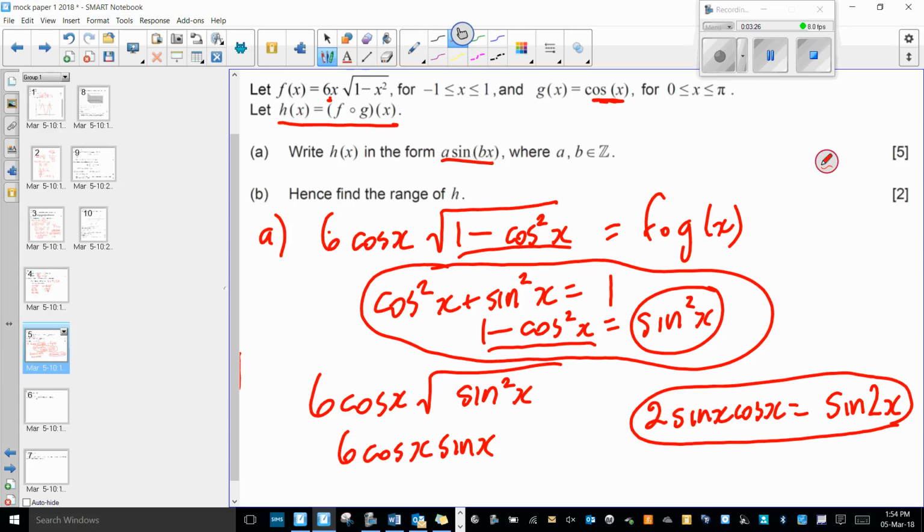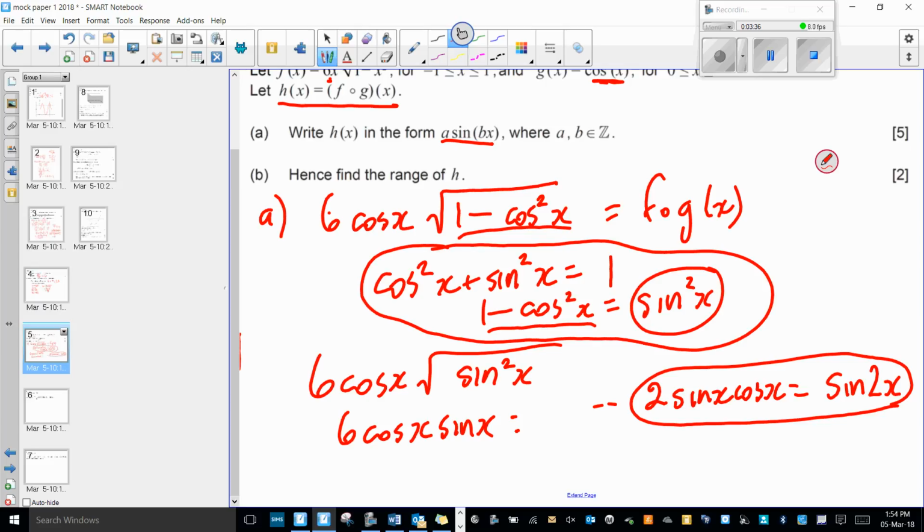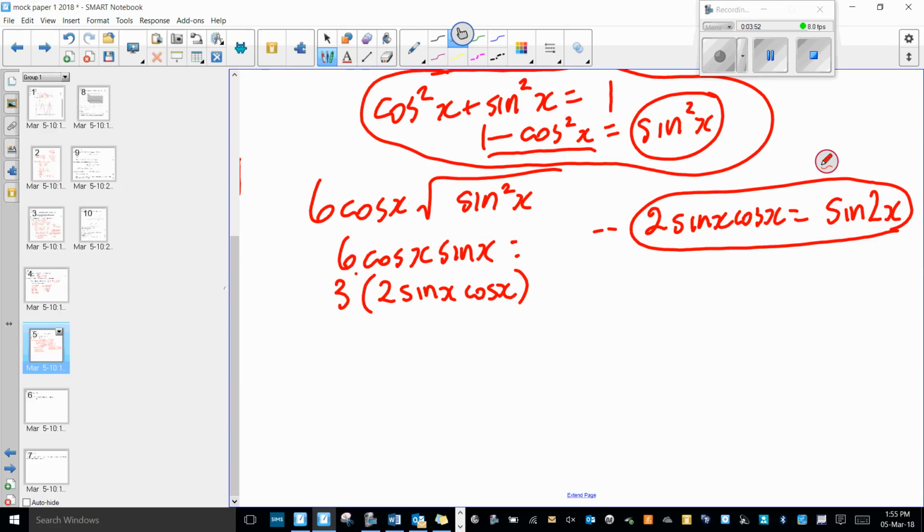So what we're going to now do is compare these two. They look really similar, but this one is 3 times that. So what I could write here is 3 lots of 2 sine x cos x. Do you all agree with that? Because I have a 6 here, so I can say that's 3 lots of 2 sine x cos x, which means that this must be 3 sine 2x.